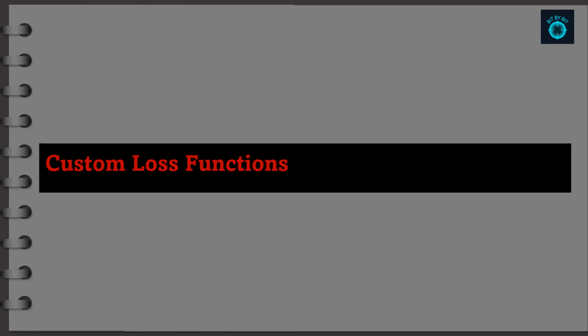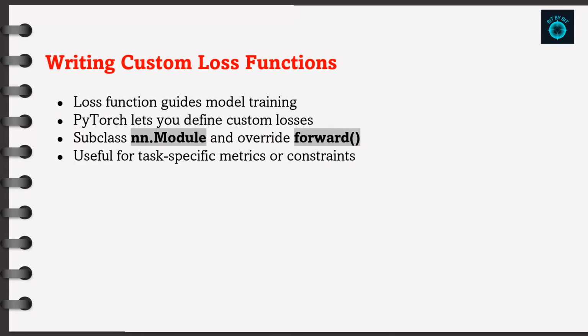Custom loss functions. Writing custom loss functions. In this page, we explain how to write custom loss functions in PyTorch. A loss function measures how far the model's predictions are from the actual targets. This value guides the model during training. It tells the optimizer what to minimize.